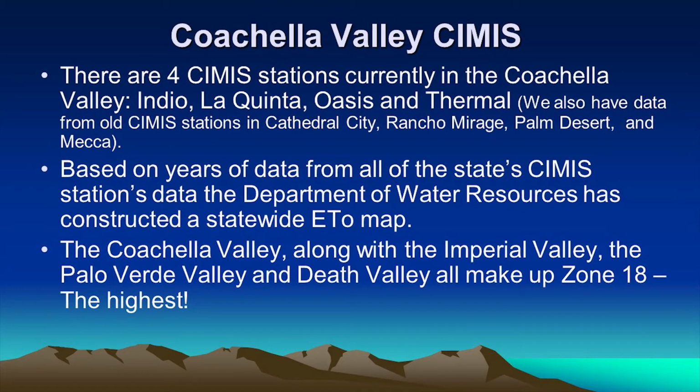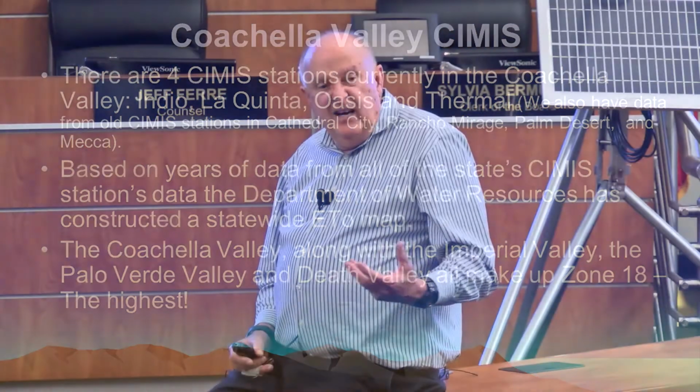And the Coachella Valley, along with Imperial Valley, Palo Verde Valley, and Death Valley, are all in Zone 18. And Zone 18 is the highest ETO area in the state. So here, we use more water than anywhere else in the state. And I wish someone would tell Governor Jerry Brown that when he tries to hold us to the same water use standards as Santa Monica, which is different. I won't go into that.